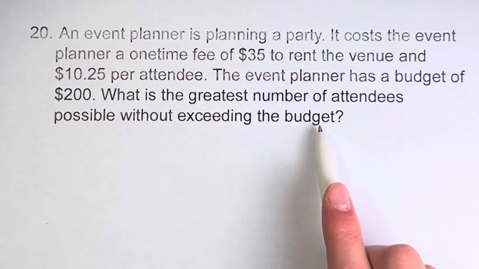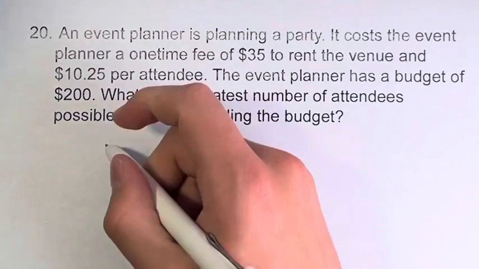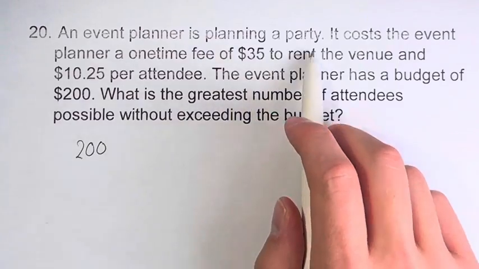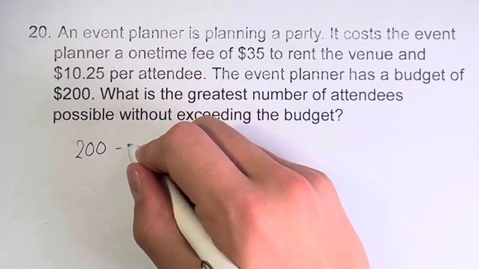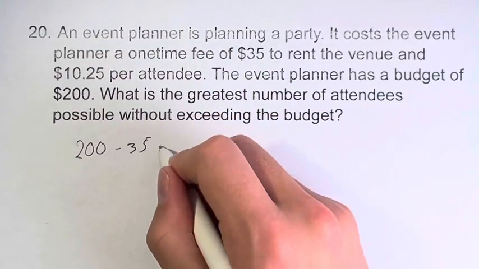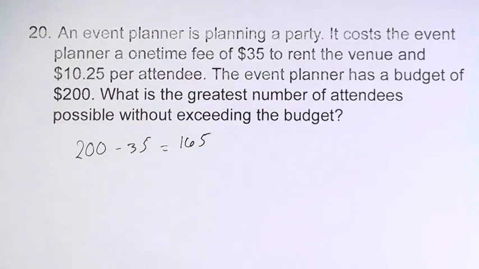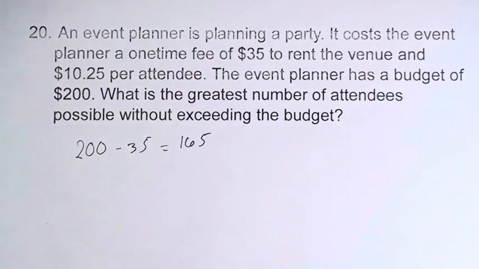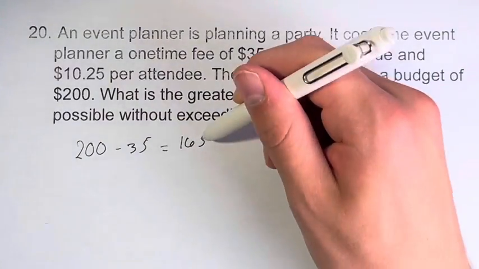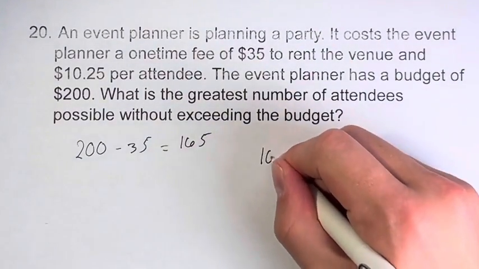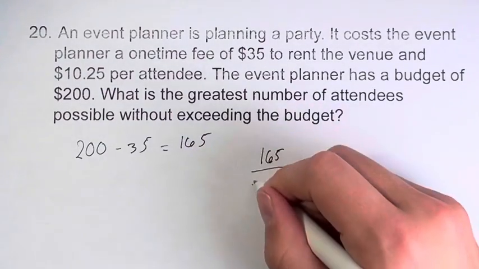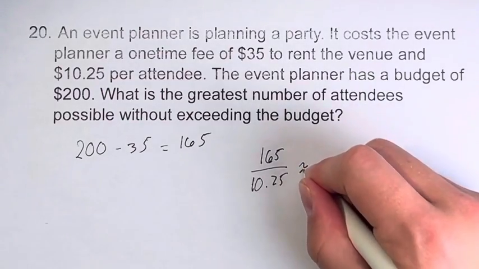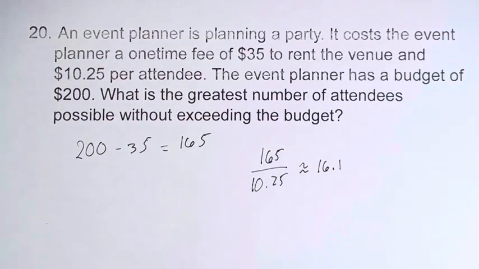exceeding the budget. So, if we have a total of $200 and we have a $35 venue rental fee, what we have left is $200 minus $35, which is $165 left to account for the $10.25 per attendee charge. So you have $165 left. That's going to be split between all the attendees at 10.25 each. This number is roughly 16.1.